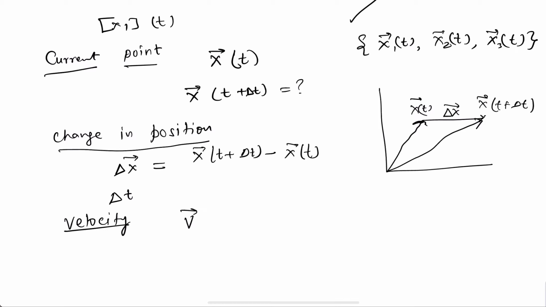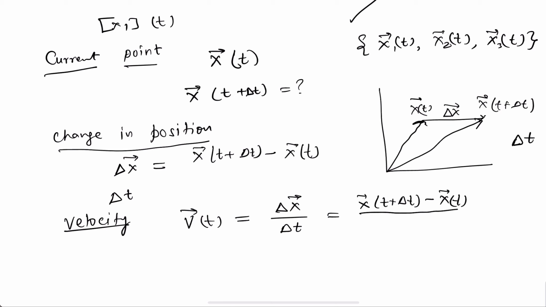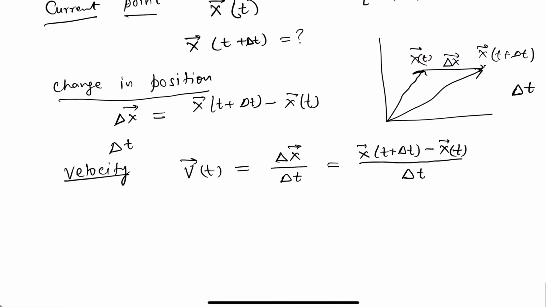Velocity, which is defined as v at time t, is equal to the change in position at time t divided by the change in time. So as the particle moves from position x of t to position x of t plus delta t, this was done during period delta t, and the change in position was delta x. So the velocity is delta x over delta t. We can also write it as x of t plus delta t minus x of t, these are vectors, divided by delta t.